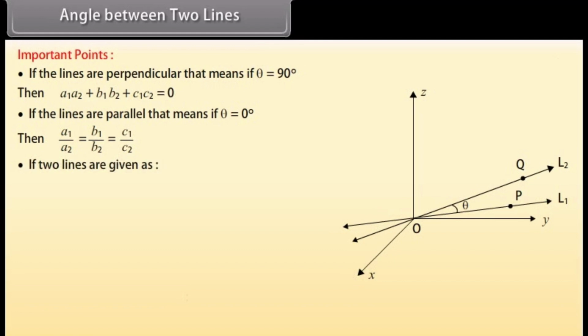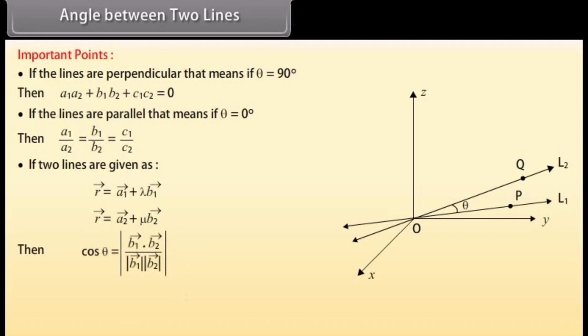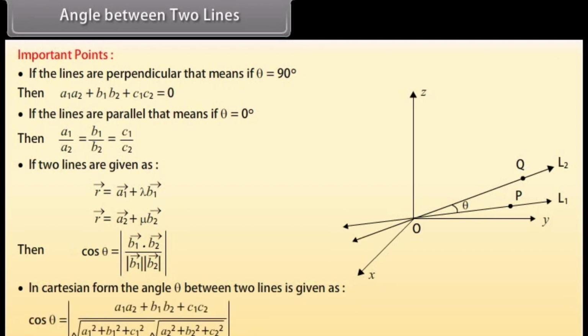If two lines are given as vector r equals vector a1 plus lambda vector b1, and vector r equals vector a2 plus mu vector b2, then cos theta equals modulus of (vector b1 dot vector b2) by (modulus of vector b1 into modulus of vector b2). In Cartesian form, the angle theta between two lines is given as cos theta equals modulus of (A1 A2 plus B1 B2 plus C1 C2) divided by square root of (A1 squared plus B1 squared plus C1 squared) into square root of (A2 squared plus B2 squared plus C2 squared).